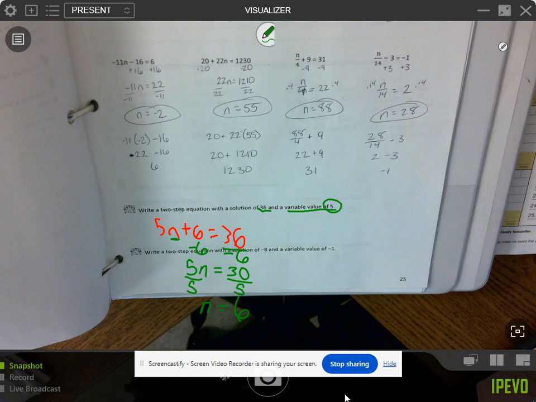So it was a good equation, but we wanted to put that 6 on the outside and have the n be the 5. So just remember, when it tells you a variable value, that's what you want your variable to equal. So you just needed to switch that, and you should have said 6n plus 6 equals 36. And then it would have worked, just switching those two around.